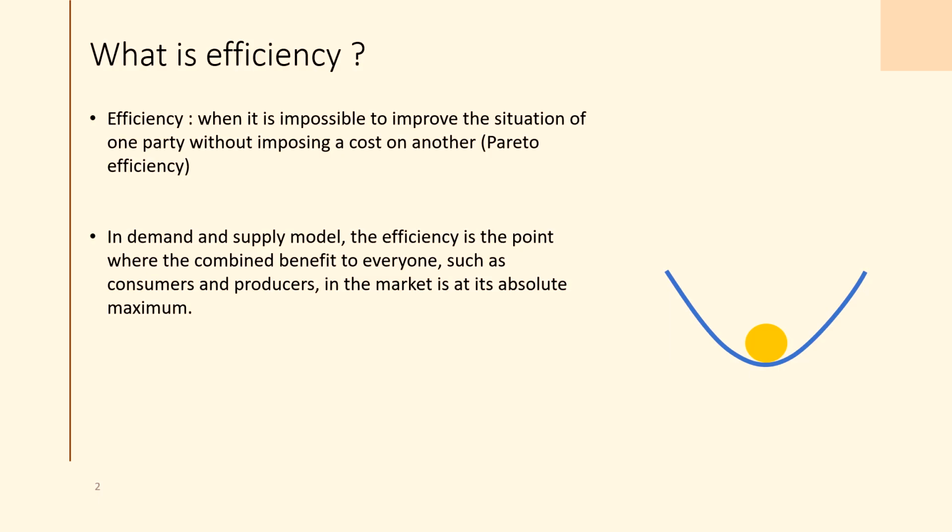So let's begin with the definition of efficiency. Efficiency, also known as Pareto efficiency, means that it is impossible to make one person better off without making someone else worse off. In the context of the demand and supply model, efficiency occurs at the equilibrium point, where the total benefit to society, both consumers and producers, is maximized. This means that the market is allocating resources in the best possible way, given the available information and constraints.